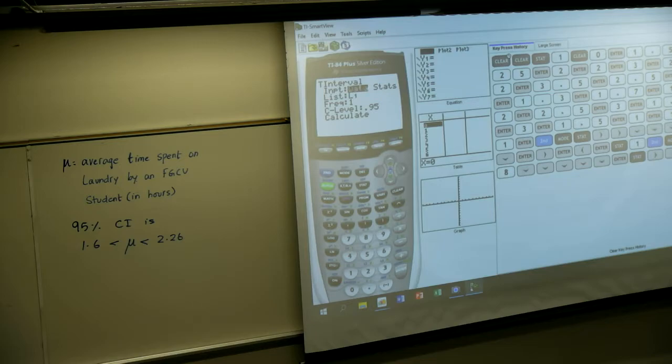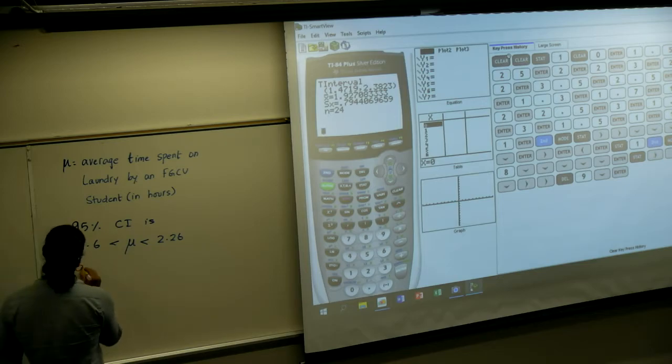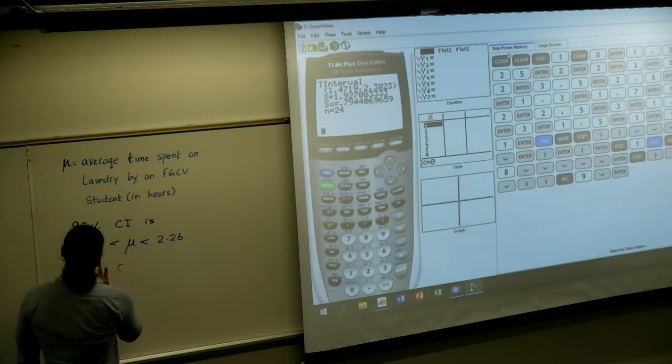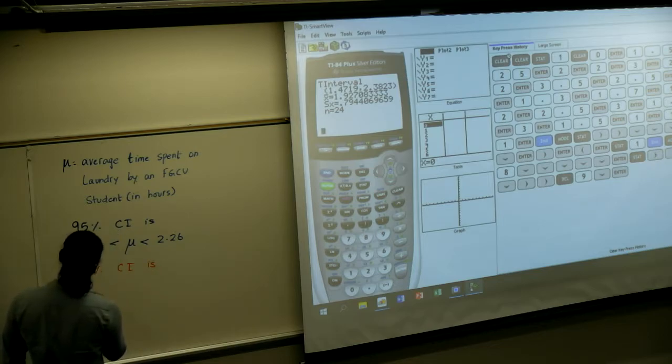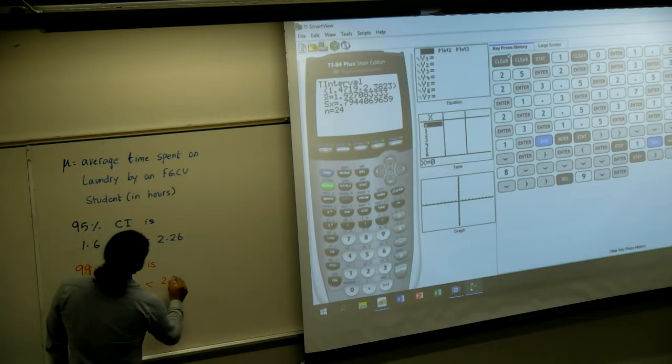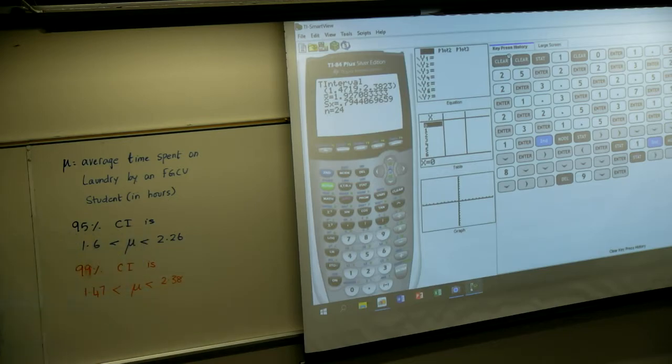Okay, so that's for 0.95. That's for 0.99, so that's the 95%. Oops, 99% confidence interval. That is between 1.47 less than mu, less than 2.38.